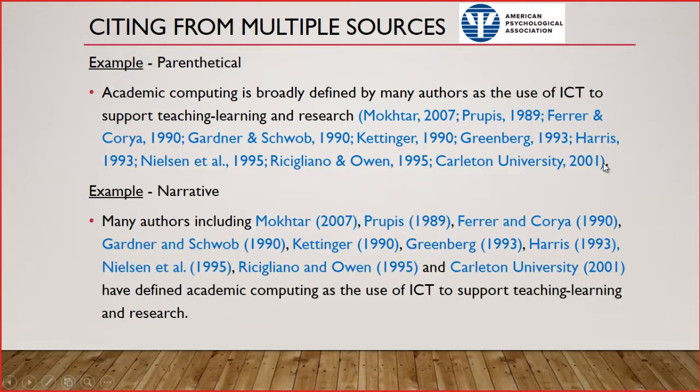If you are narrative, similarly, you can see many authors including blah blah blah. This is the way you write. This is different. Mohta bracket 2007, comma Propis 1989, comma, and so on. So you list and so on, have defined, and so on. So this is narrative.